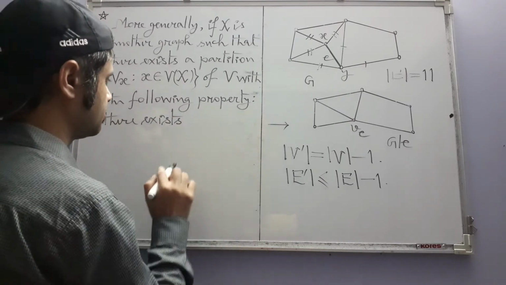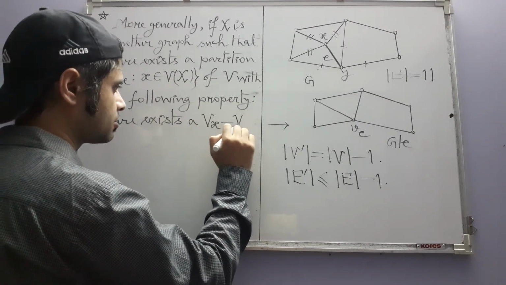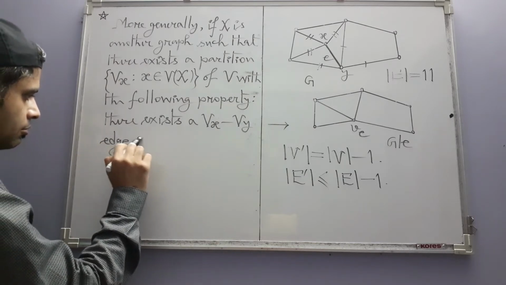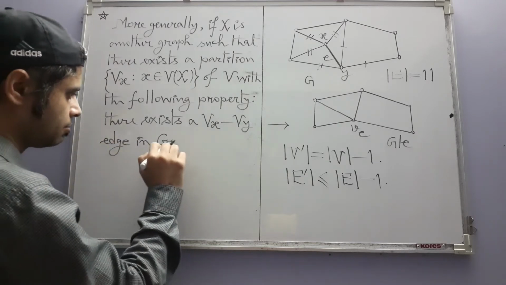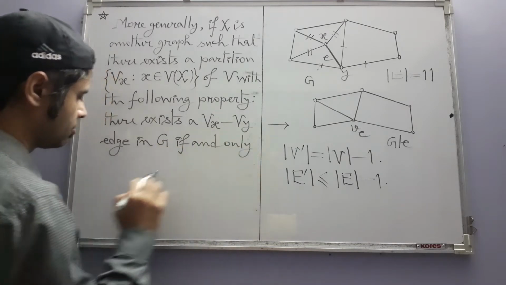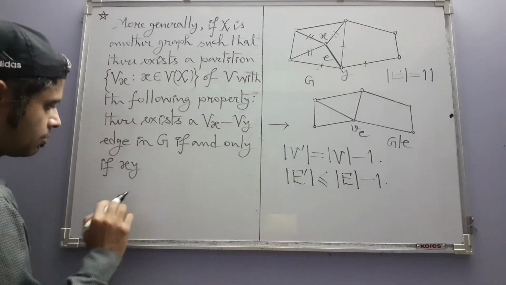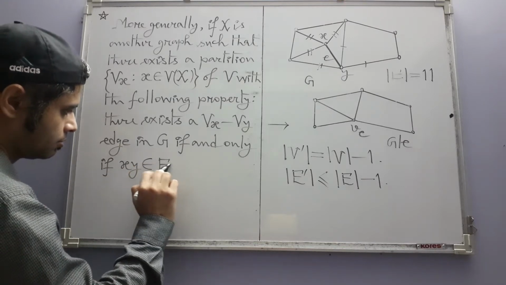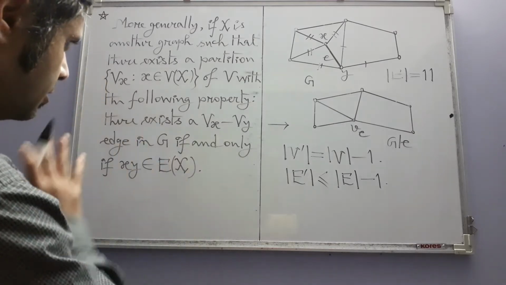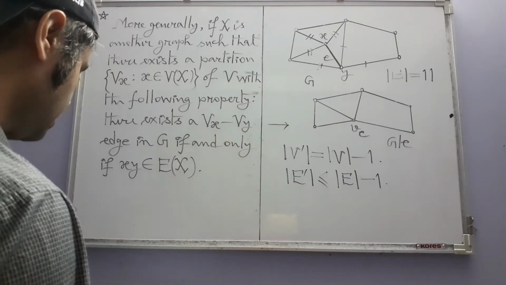There exists a Vx Vy h in G if and only if xy belongs to the edge set of X. Say this is something that is true. Then we say that G is an MX.